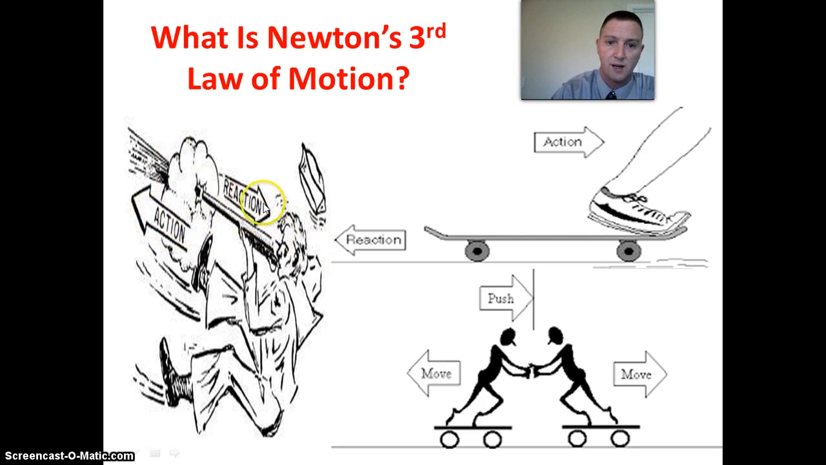Action, reaction. You're on a skateboard, okay? You push the skateboard back, the skateboard pushes you forward. If you have 2 people on a skateboard, we can try this. You push against each other. As I push off the other person, I'm going to move backwards. I'm pushing on them, they're pushing me back, and I move backwards. So, for every action, there's an equal and opposite reaction, and that is Newton's third law.